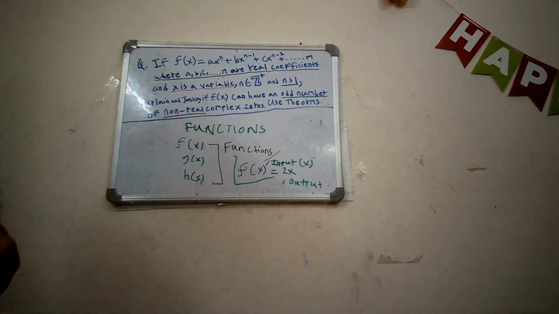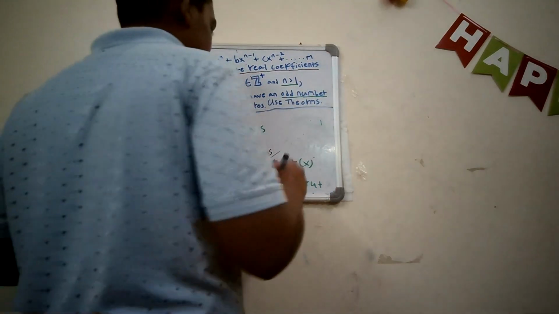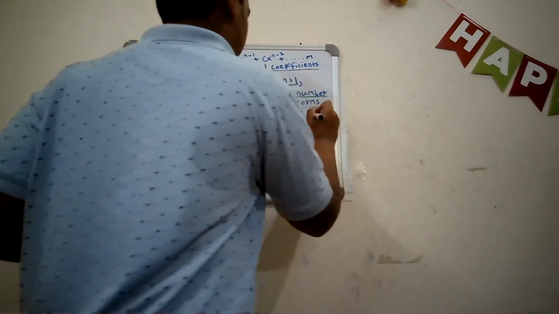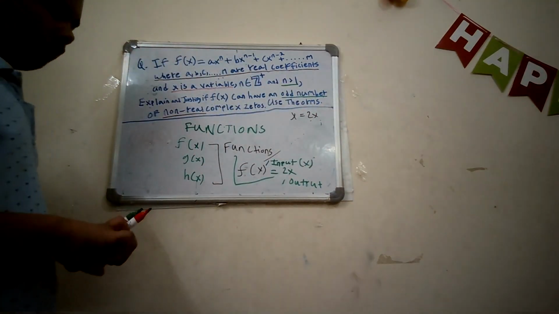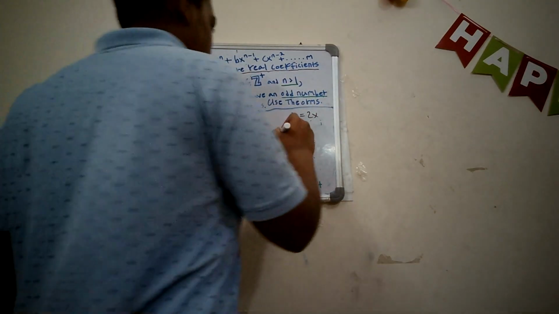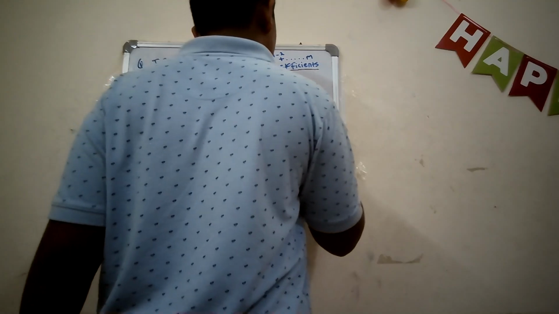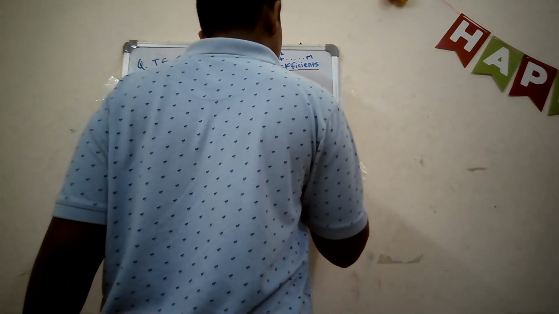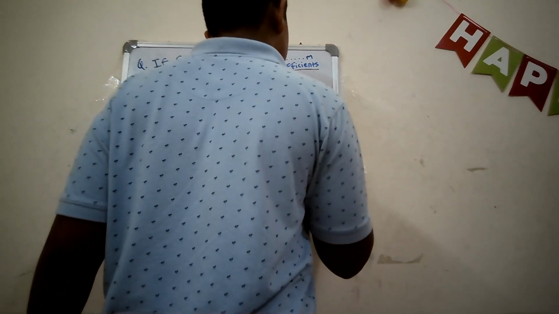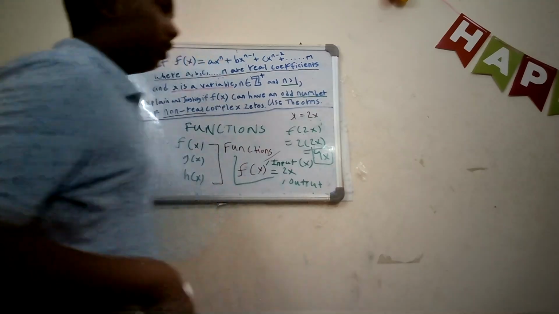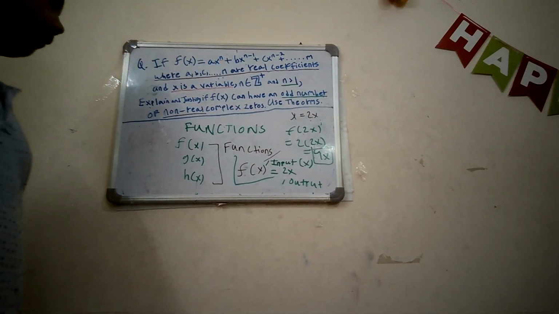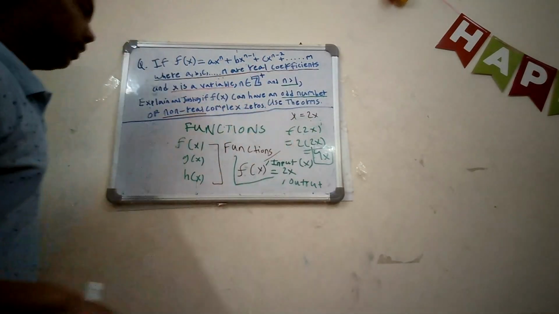And suppose we want to find f of 2x. So what do we have to do? We basically have to plug in 2x. So this means f of 2x would be 2 into 2x. It would be 4x. Okay? Now, let me just say one more thing.